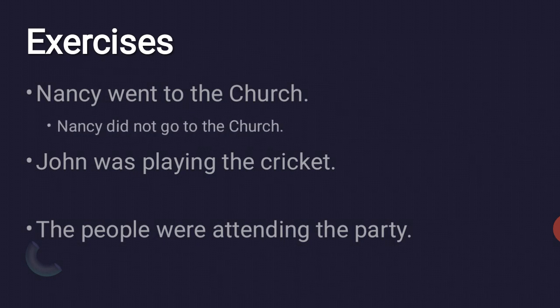Because in this sentence it is past tense, so this is past continuous tense. The difference is between Nancy went to the church and John was playing the cricket. Both sentences are given in past tense, and here we have the auxiliary verb. But in the first sentence, Nancy went to the church, there is no auxiliary verb in the sentence. So that is why we are adding the auxiliary verb. Then we have to put not with the auxiliary verb. For example, it is given in past tense. That is why we split with did plus not.